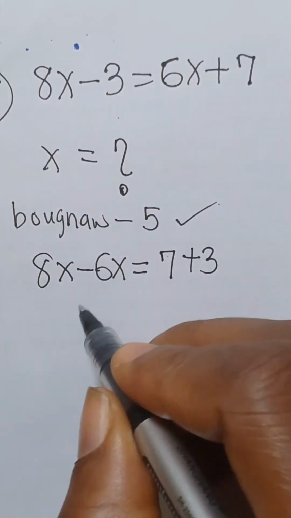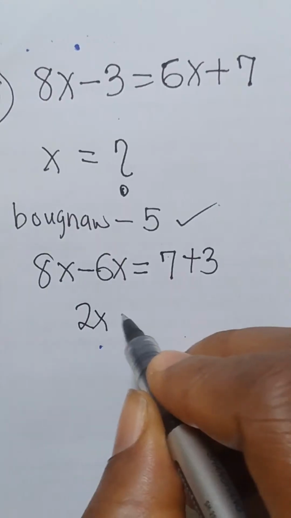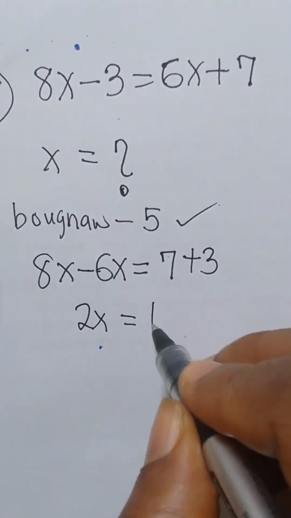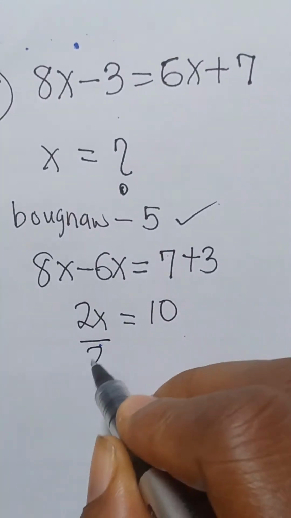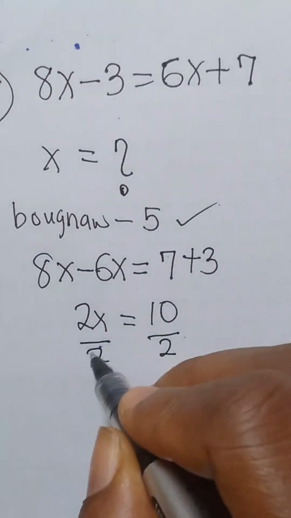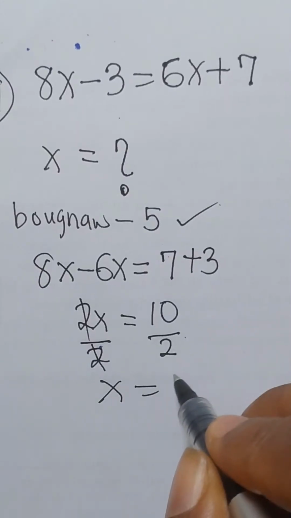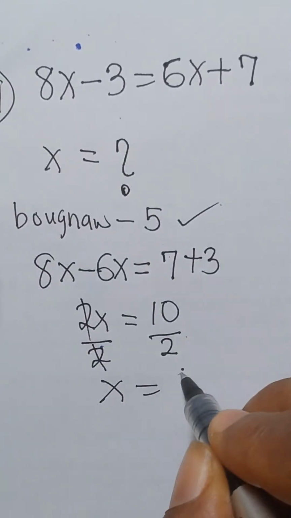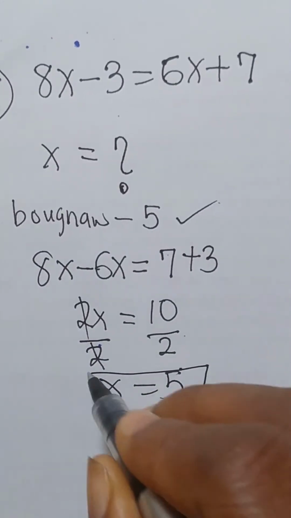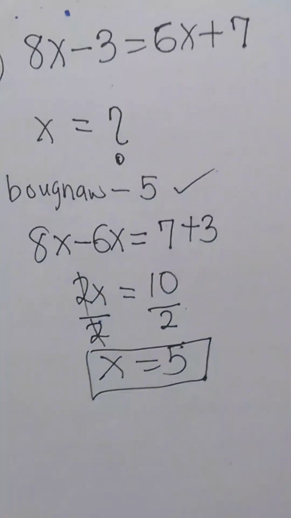8x minus 6x will give us 2x is equal to 7 plus 3, which gives us 10. Divide both sides by 2. The 2 will cancel, and we have x. 10 divided by 2 will give us 5. Okay, and the answer is 5. All right, thank you, Bogno.